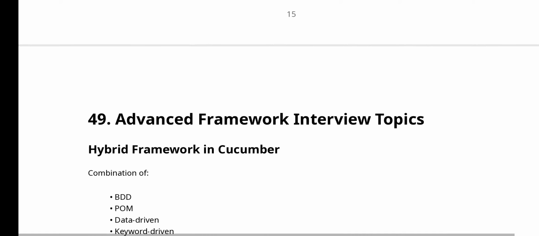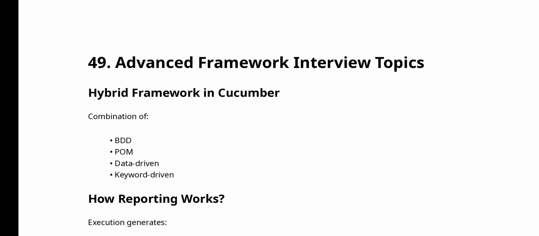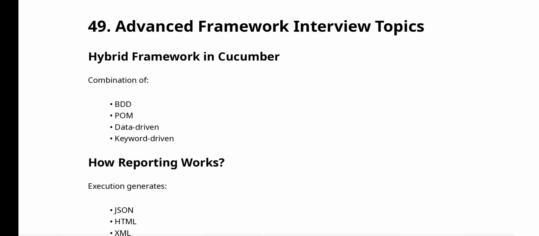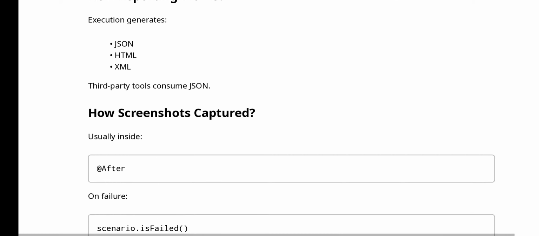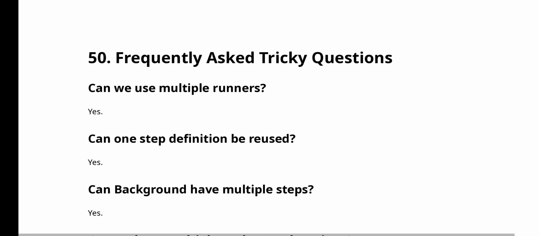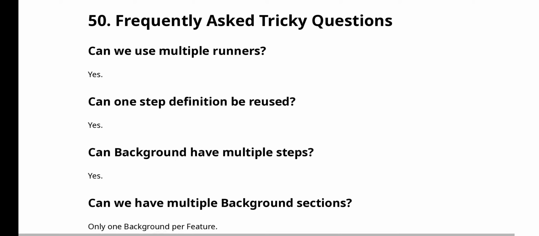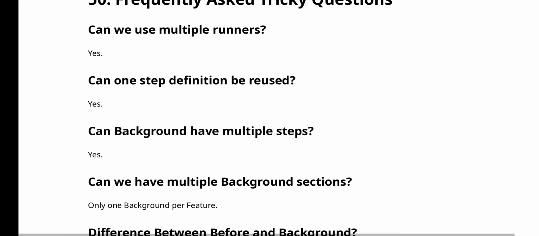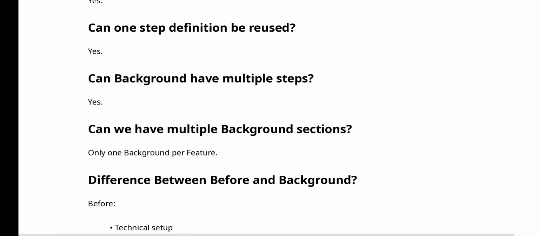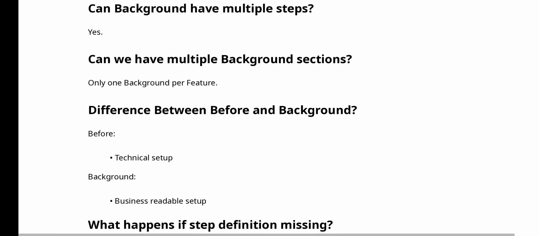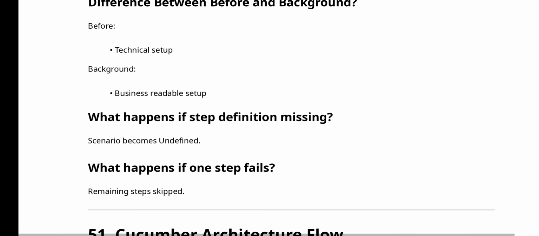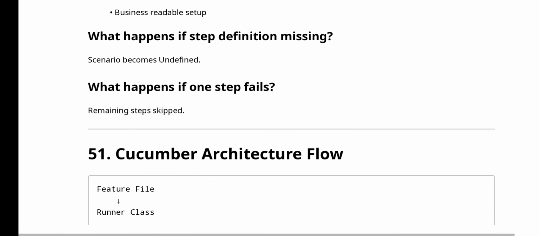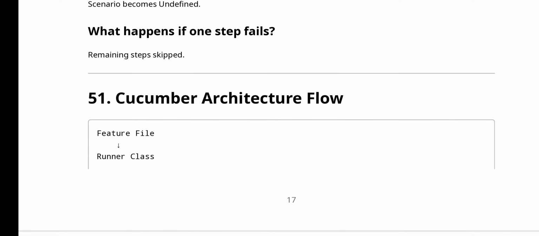And then why BDD is chosen, why Cucumber we need to choose, difference between feature file and scenario, and again it's the same repetitive questions, and the advanced framework interview topics like hybrid framework in Cucumber, how reporting works, how screenshots are captured, how logs are maintained, and some of the tricky questions like can we use multiple runners, can one step definition be reused, can background have multiple steps, can we have multiple background sections, difference between before and after, what happens if step definition is missing, what happens if one step fails.